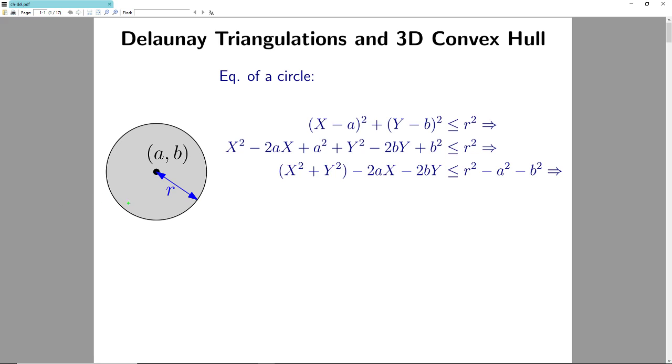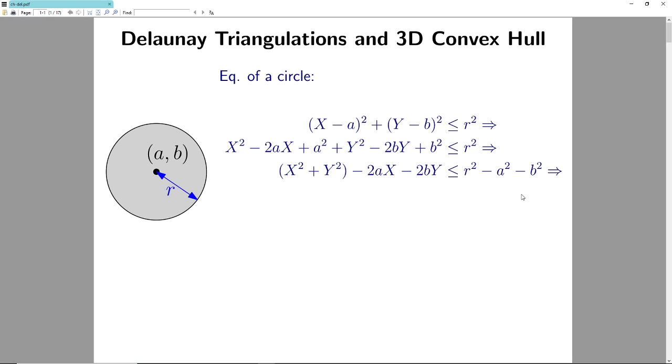So in particular, if I pick a point here of coordinates x and y, and if it's true that (x minus a) squared plus (y minus b) squared is less than or equal to r squared, then this point has to be inside the circle. By expanding this inequality, we get here, and finally we get here.